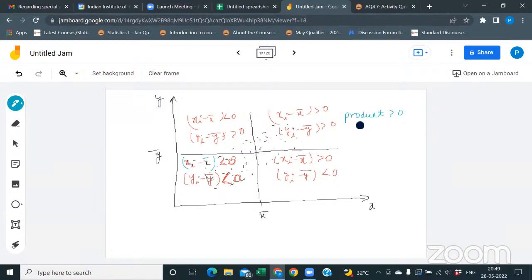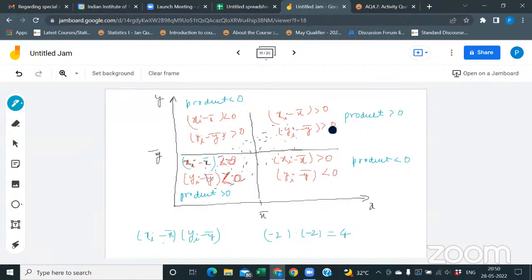I'm asking about xi minus x bar into yi minus y bar. If you multiply two positive numbers, the product will be greater than 0. This one will be negative, less than 0. This also is negative, less than 0. And this one is positive, because multiplying two negative terms gives a positive, right?